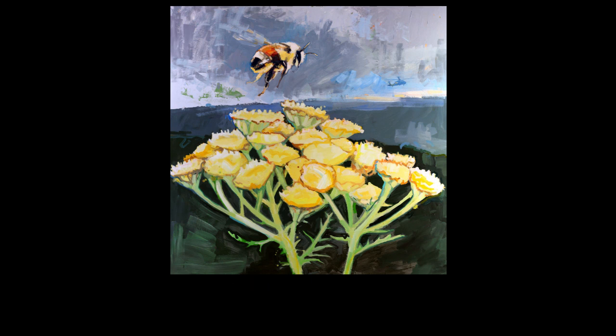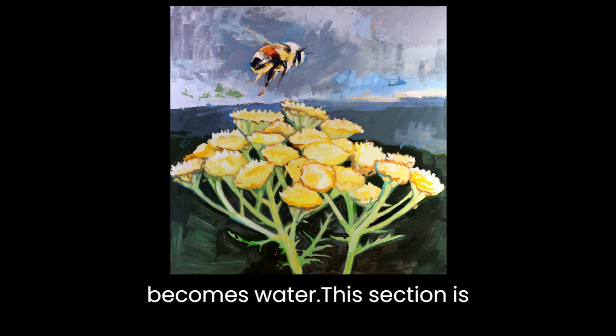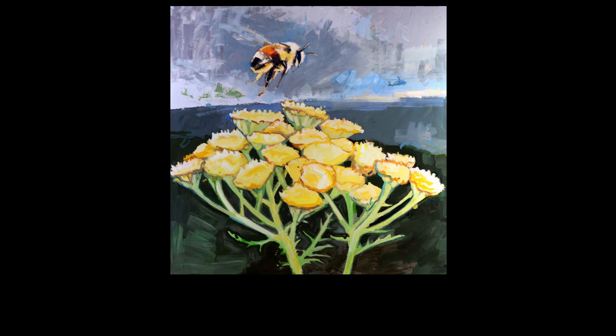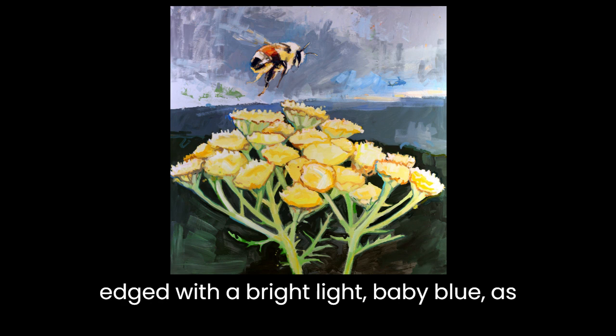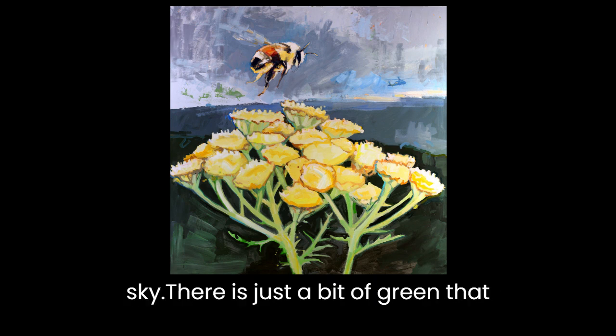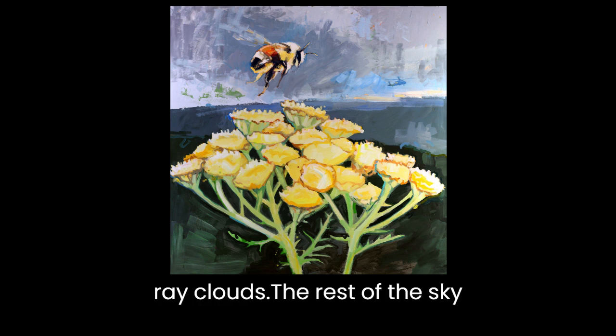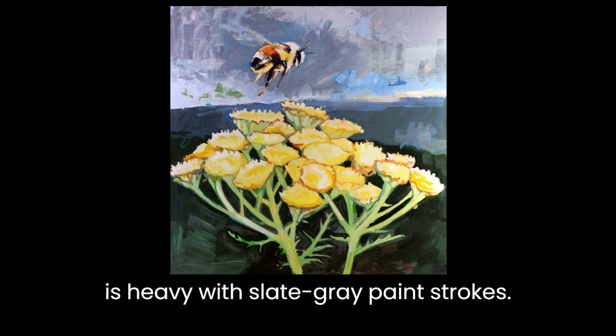Just at the top of the flowers the background changes to a thick line of steely blue as land becomes water. This section is edged with a bright light baby blue as the horizon transitions from water to sky. There is just a bit of green that shows beyond the water through the thick gray clouds. The rest of the sky is heavy with slate gray paint strokes.